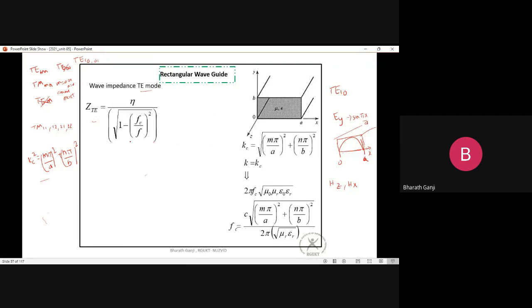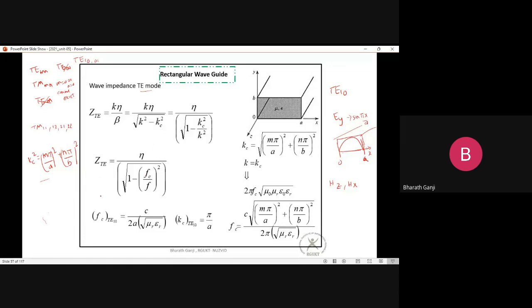Okay, we can put those values and we can find the cutoff frequency or the wave impedance for a wave, right? Say for example, let us try to calculate. If you remember, in the morning I took a waveguide of dimension 0.9 inch by 0.45 inches, and for this case we got a cutoff frequency of 6.6 gigahertz. So I'm asking you, for a TE10 mode, if you assume that this is mu naught and epsilon naught, can you tell me what is the wave impedance for the TE10 mode?